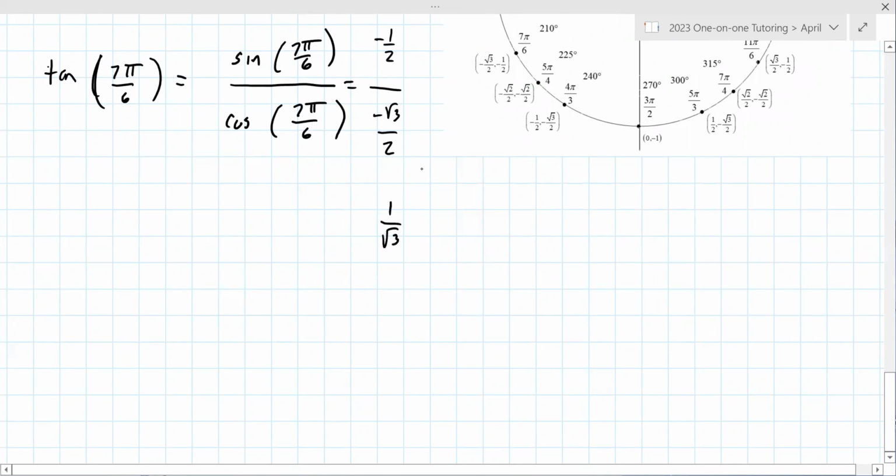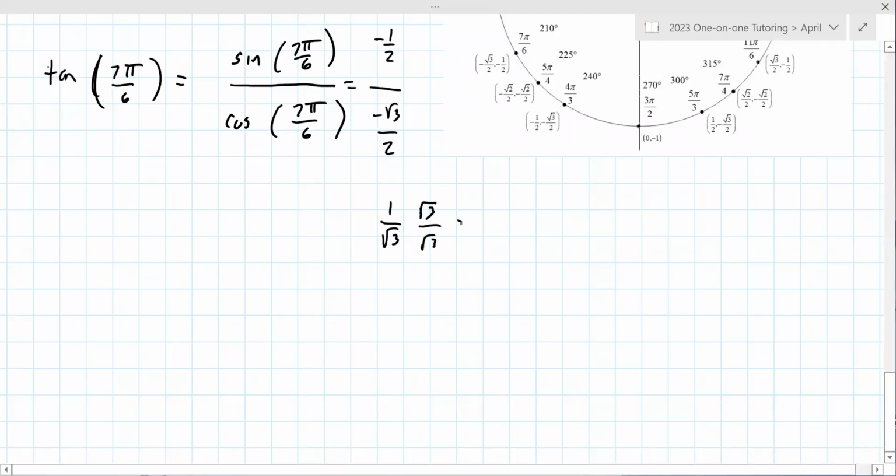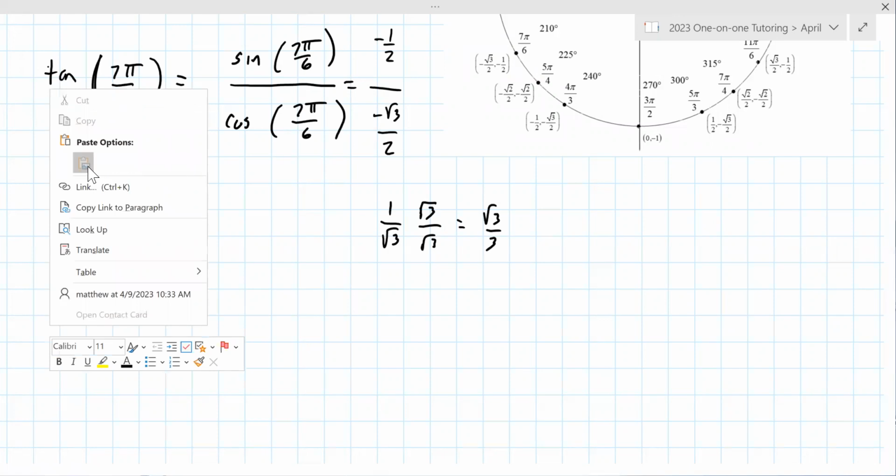Good. So that means that it is just square root of 3, or it's just 1, or no, square root of 3 over 3. Yes, very good. Okay, so let me show that here. So square root of 3 over 3. Yes, good.